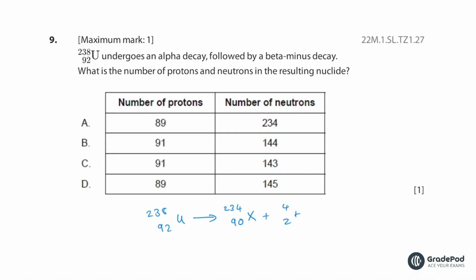Plus 42He. And then this X particle loses a beta particle, and it's a beta minus particle. It looks like this. What adds up on that bottom? 91? Yep. 91 minus 1 gives us 90, and it gives us 2, 3, 4. So there's 91 protons. And remember, the number of neutrons is 234 minus 91, which is 143. So we've got 91 protons, 143 neutrons. The answer is 9C.